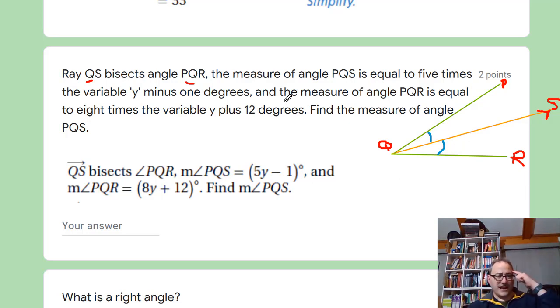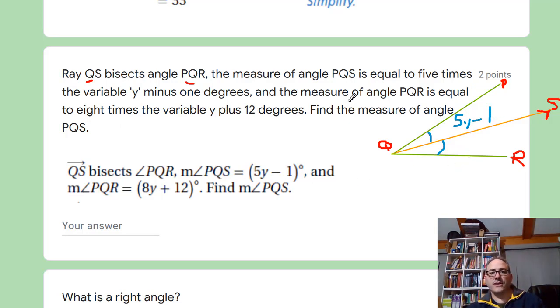Okay, fair enough. That's part of the thinking you have to do on these kinds of problems. Think through it. What do these words mean? The measure of angle PQS, this guy right here, this measure, is 5 times the variable y. Okay, so 5 times y minus 1. So this here is 5y minus 1.